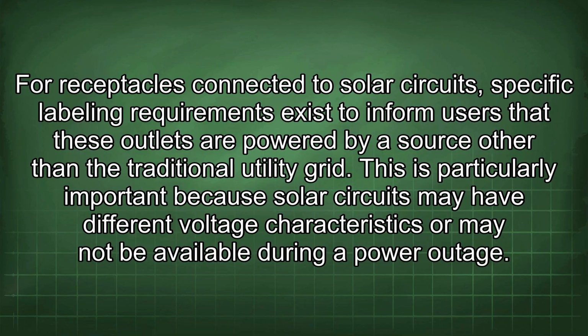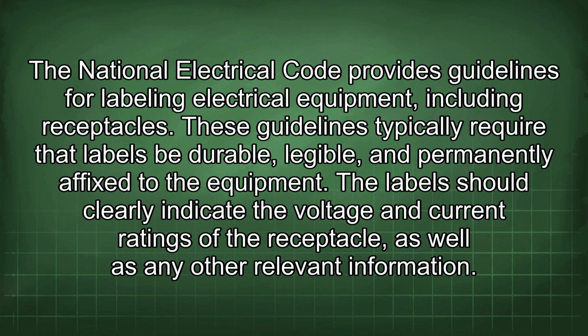This is particularly important because solar circuits may have different voltage characteristics or may not be available during a power outage. The National Electrical Code provides guidelines for labeling electrical equipment, including receptacles. These guidelines typically require that labels be durable, legible, and permanently affixed to the equipment. The labels should clearly indicate the voltage and current ratings of the receptacle, as well as any other relevant information.